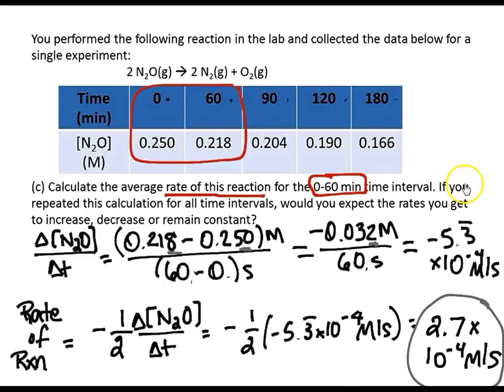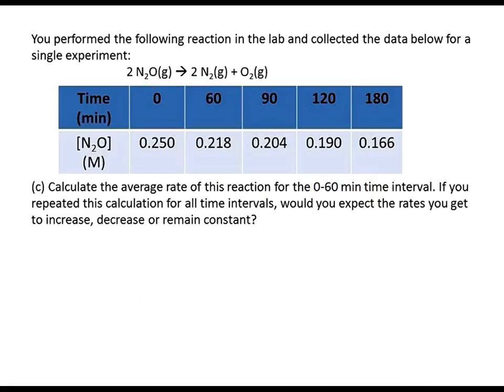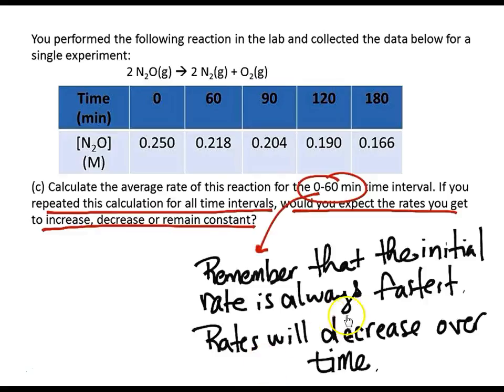Now we're going to answer this last part of the question. If you repeated this calculation for all time intervals, would you expect the rates you get to increase, decrease, or remain constant? This is related to something we talked about before conceptually about instantaneous rates and why we use initial rates. And so if you remember, what we said is that initial rates at the beginning, it is always the maximum rate. It always decreases over time. So the initial rate is always the fastest one. That's one of the reasons we use it. Rates will always decrease over time.